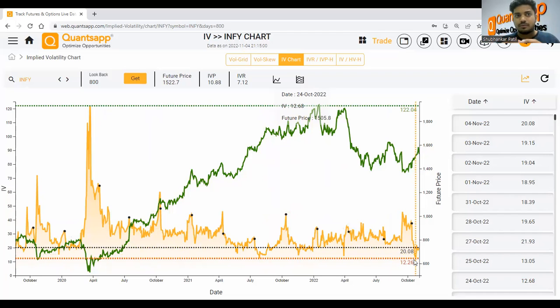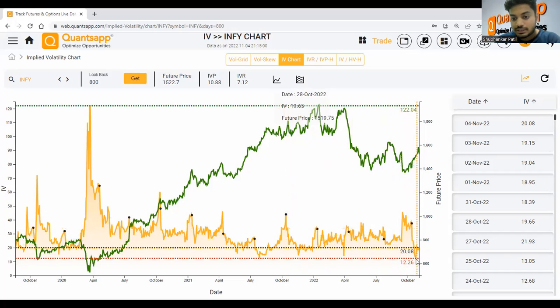Direction is something you can predict using any other indicator. But if IVs are at the bottom, how will you identify that? You just need to look at the IV chart over here. If you see the orange line around its bottom, it means that IVs have bottomed out. If you see that it is in its upper regime, it means IVs are at the top.